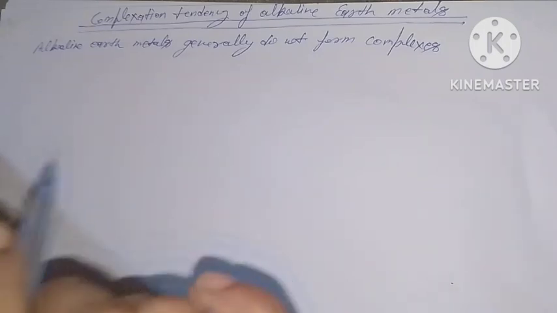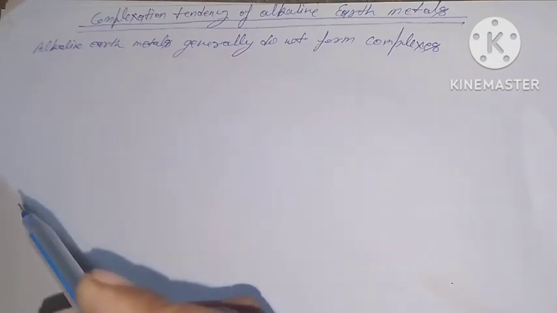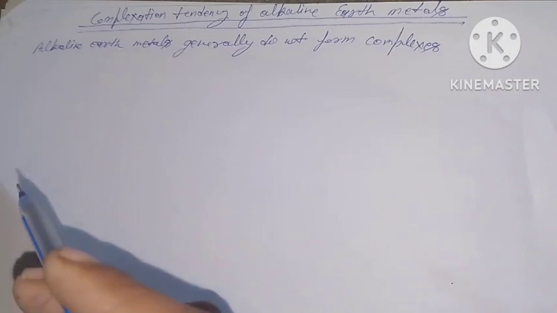Magnesium and calcium also have some tendency to form complexes. In the ground state, beryllium has no unpaired electron, hence it does not form any covalent bond. In the excited state, it has two unpaired electrons, which form two covalent bonds with F atoms. So beryllium forms a beryllium fluoride molecule, which involves sp hybridization, having a linear structure.